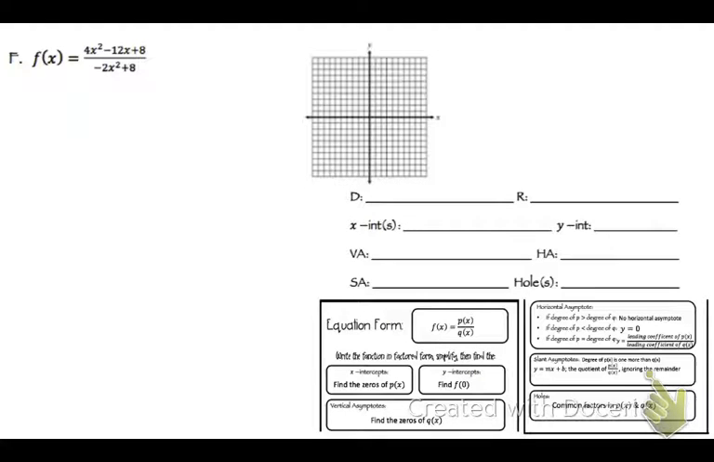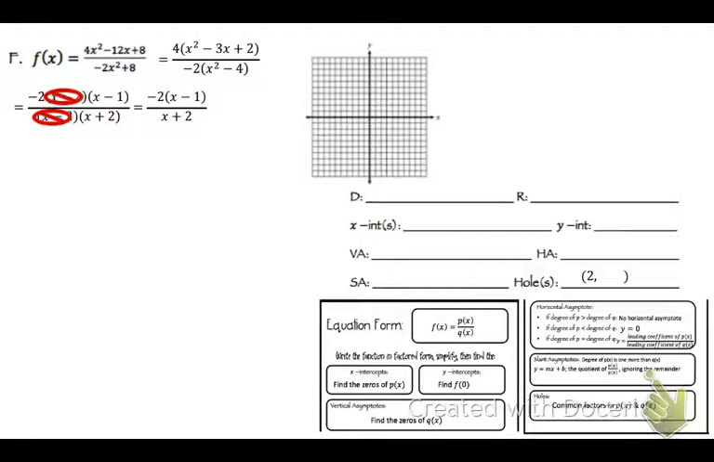Now let's do this one real quick. If we factor this, we have 4 times (x squared minus 3x plus 2) over (-2x squared minus 4). -2 goes into 4 twice, so I'm just going to leave that -2 on top, and then the top factors to (x minus 2)(x minus 1). Bottom factors to (x minus 2)(x plus 1). Those x minus 2's cancel, and I'm left with a hole at 2. And that simplified equation is -2(x minus 1) over (x plus 2).